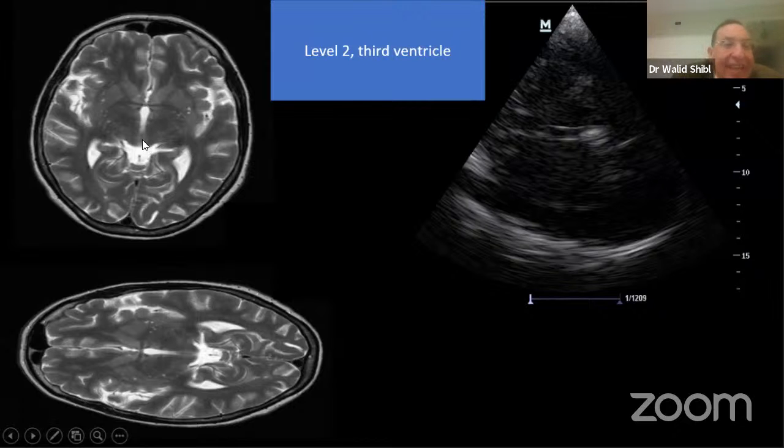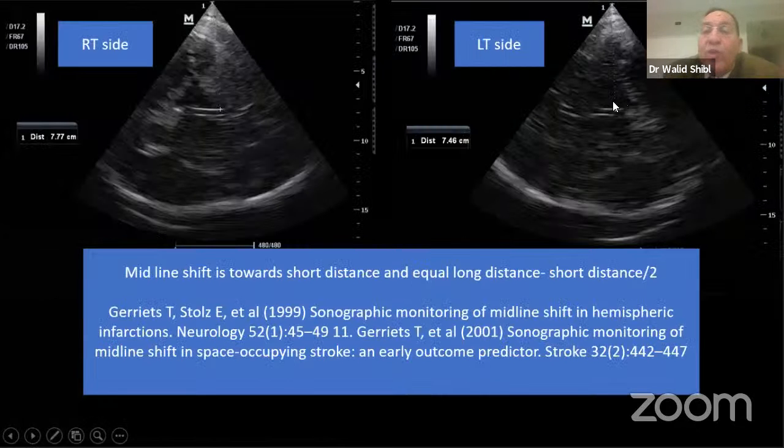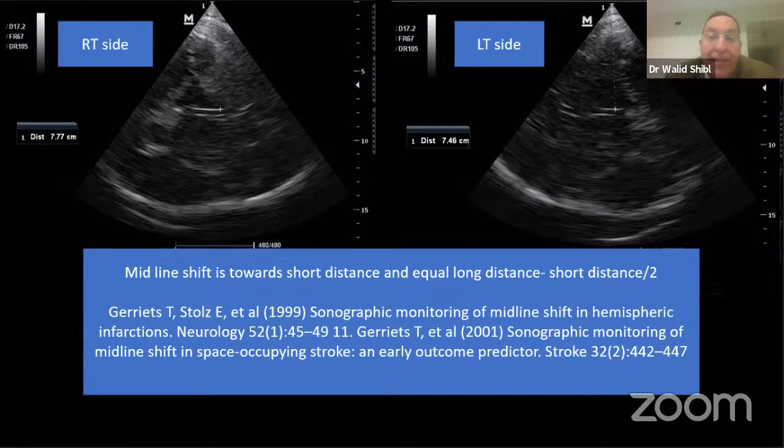And I can use this very important information, that the third ventricle is the midline structure, and I can assess the midline shift very easily by measuring the distance from the bone to the third ventricle on the left side, and measuring the distance from the bone to the third ventricle on the right side. And by this simple equation, I can measure the midline shift by subtracting the short distance from the long distance and dividing by 2, and the midline shift will be towards the short distance. And this is validated in several studies against CT, and it can be used very easily. As you see here, you can assess the midline shift.